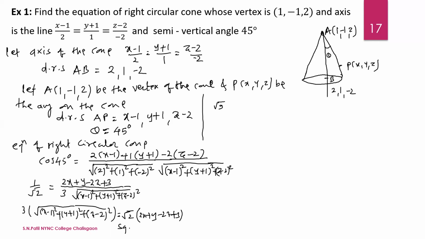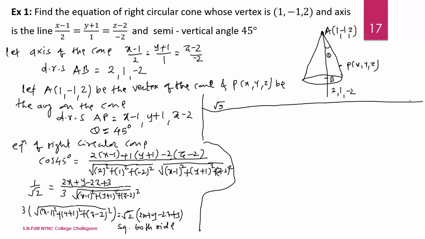Okay, now squaring both sides, then we get here the square of the 3 is 9, and here square and square root cancel, that is (x - 1) square plus (y + 1) square plus (z - 2) square is equal to the square of root 2, which is simply 2, and here (2x + y - 2z + 3) square. Now simplify the left hand side.